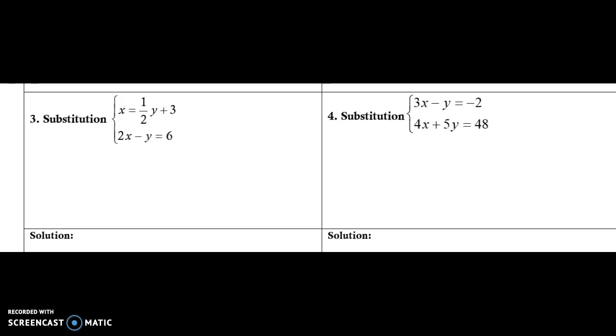For example, if you had something like 6 equals 7 as your answer, that's not a true statement. So in the event that you have 6 equals 7, or something that doesn't equal itself, then this would be an example of no solutions.